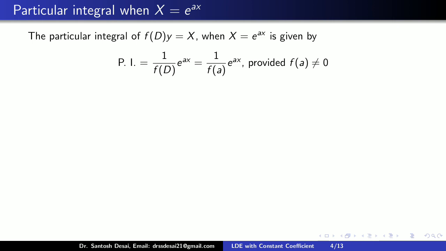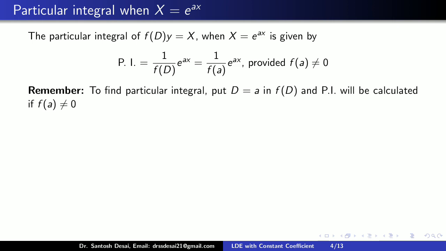Now let us understand the meaning of this. To find the particular integral when X is equal to e raised to ax, first we write the formula 1 upon f of D into e raised to ax, and then put D is equal to a in the denominator, that is in the f of D, and thus we get f of a. If f of a is not equal to 0, this is the final answer. So to find the particular integral, just put D is equal to a in f of D, and the PI will be calculated if f of a is not equal to 0.